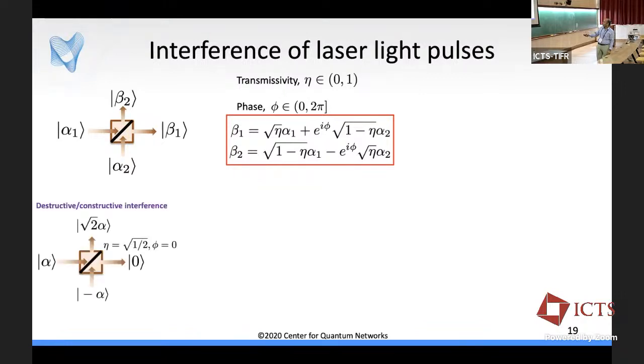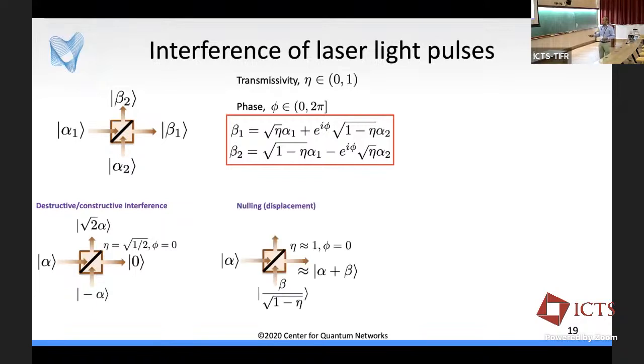So for example, if I were to take this example here, alpha one is alpha, alpha two is minus alpha. And let's say phi is zero, eta is square root of 1/2, meaning it's a 50-50 beam splitter. And I get alpha plus minus alpha over root two over here, which is zero, and alpha minus minus alpha over root two, which is square root of two alpha. So this is just showing how you can get fully constructive versus fully destructive interference. This is well known, how you can interfere two laser light pulses.